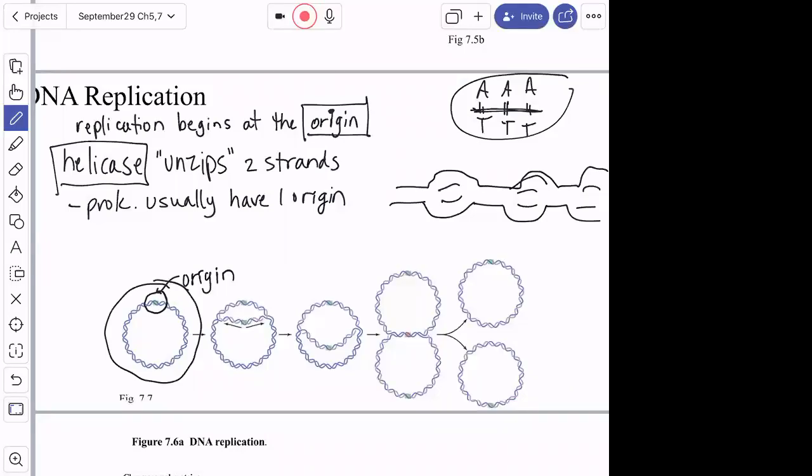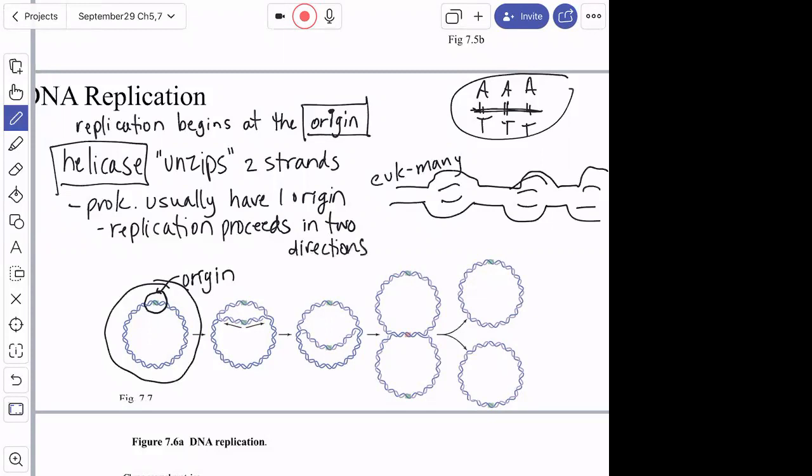Very good. But you might have seen drawings like this before, with many different spots where replication is beginning and then moving in both directions. If they didn't start at many different spots, it would just take too long to replicate all the DNA. So prokaryotes have one, eukaryotes would have many origins, many beginnings of replication. And I will mention that replication proceeds in both directions, in 2 directions.